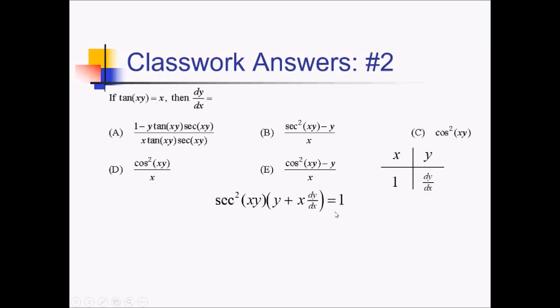To get dy over dx by itself, let's divide by secant squared of xy. And dividing by that actually means multiplying by its reciprocal, so we end up with a cosine squared xy on the other side, which is kind of nice. And then, let's see, we can subtract a y from both sides, divide by x, and that ends up matching answer choice E.